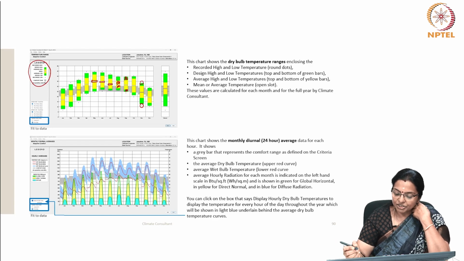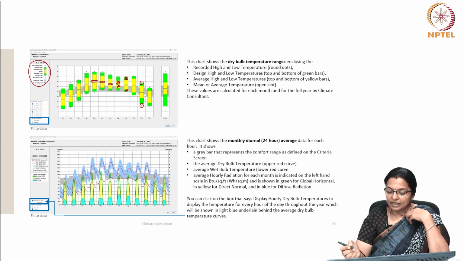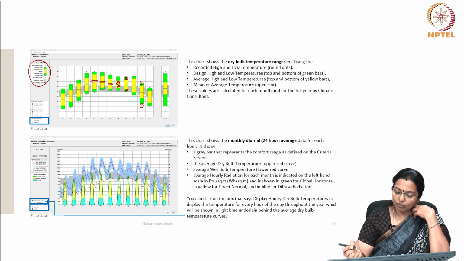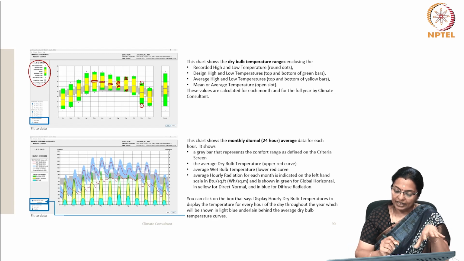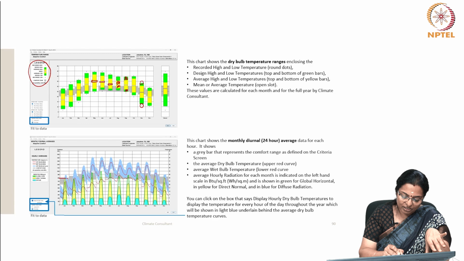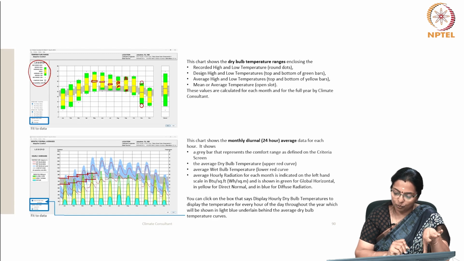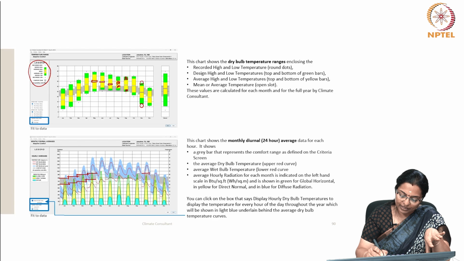Then this chart shows the monthly diurnal 24-hour average data for each hour. It shows a grey bar that represents the comfort range. So, this is the comfort range of people in this climate zone, and so on. You do not have to do it manually, it is already done for this climate type.